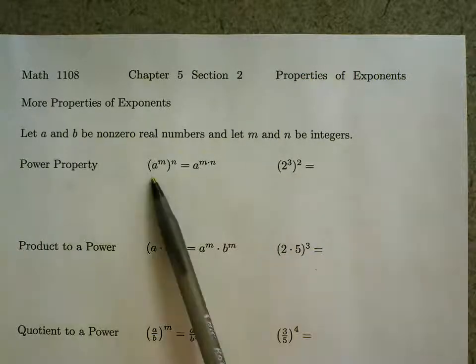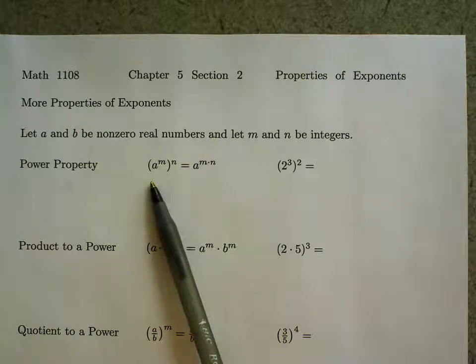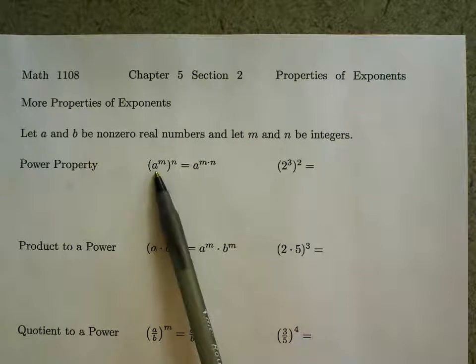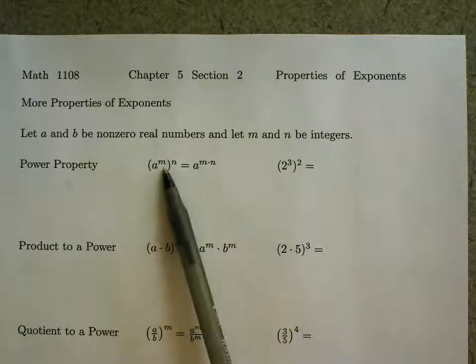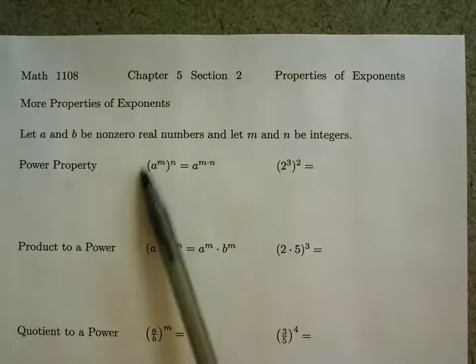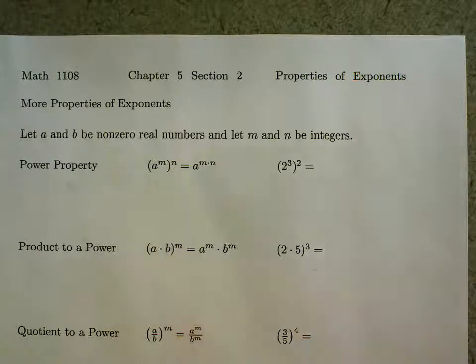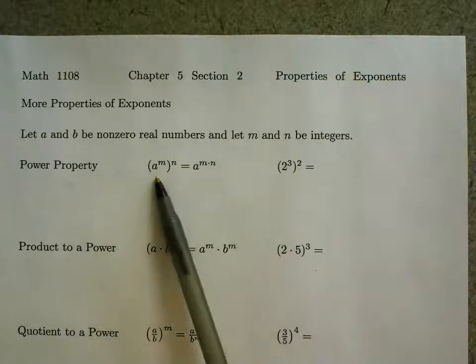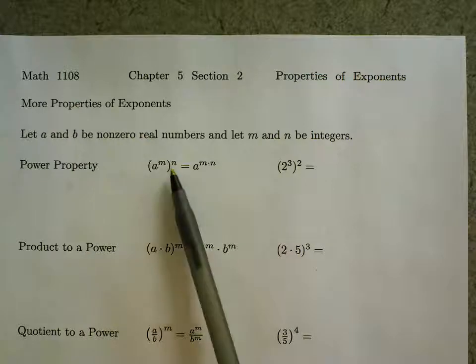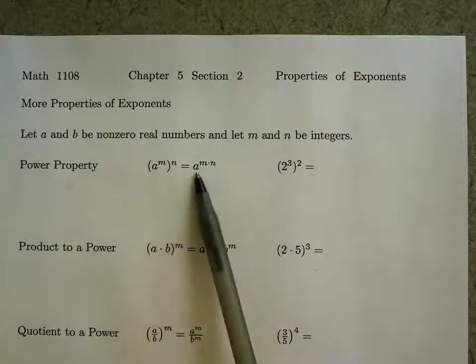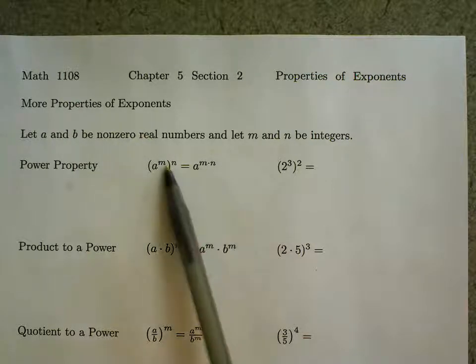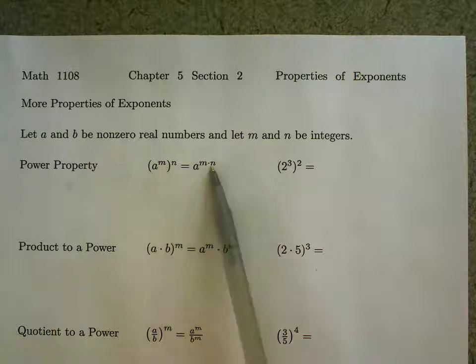Okay, here we have a power property. Inside the parentheses, we have a to the exponent m, a to the power m, and then we're raising that quantity to the power n. So a to the m to the n. We can simplify that by multiplying the exponents, m times n.